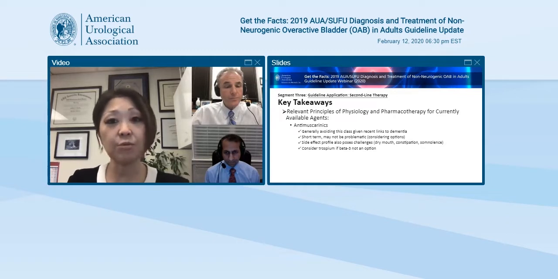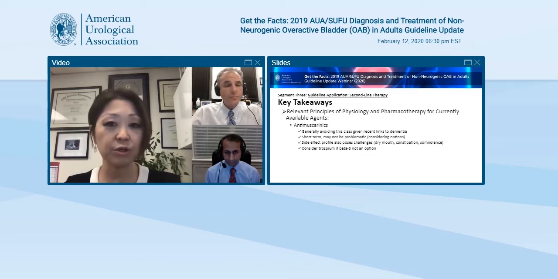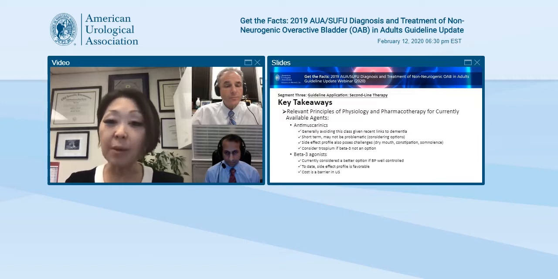As far as beta-3 agonists are concerned, again, I think the biggest issue is blood pressure. Any patient who's got uncontrolled high blood pressure in spite of medications should not be put on beta-3 agonists. So well-controlled blood pressure is the most important thing. This is the only beta-3 agonist that's available in the United States right now, so cost is a potential issue.